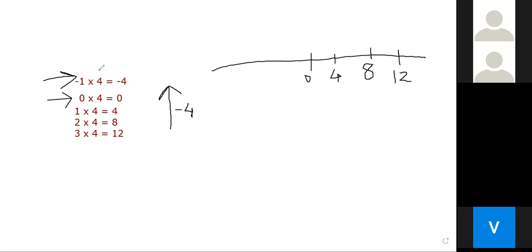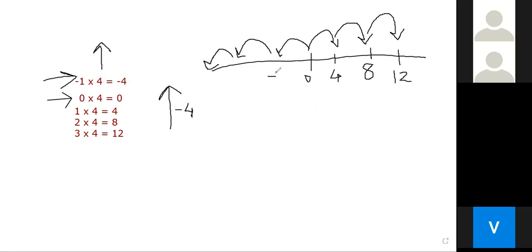Okay. And then you can basically extend the table this side. And what happens, see, if you are considering, say, 3 times 4, it's 3 jumps to the right. But if you want to go -3 times 4, then it will be 3 jumps to the left. Right? And you realize it will be -4, then -8, then -12.